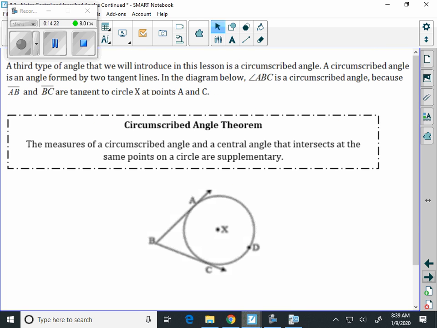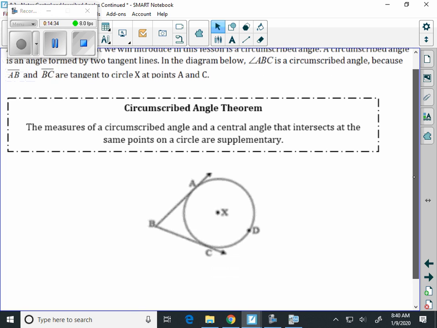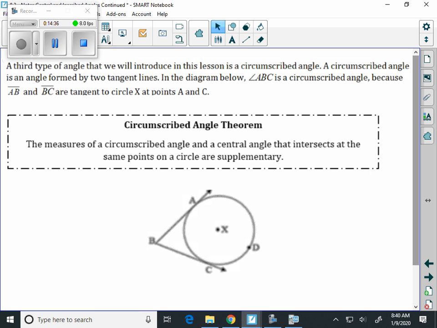A third type of angle that we will introduce in this lesson is a circumscribed angle. And a circumscribed angle is an angle formed by two tangent lines. So if we look down here in our picture, line AB is a tangent line. Line BC is a tangent line. And in fact, if you want to get technical, those are rays. But it's an angle formed by two tangent lines. So this is our circumscribed angle.